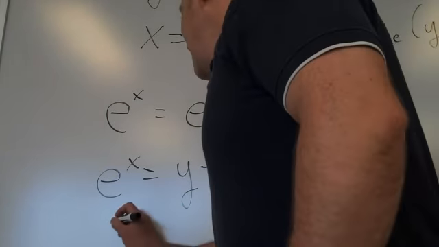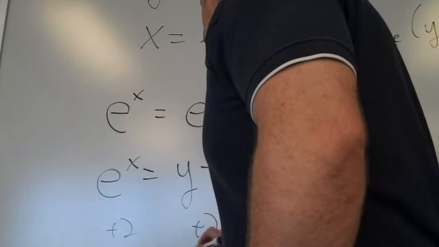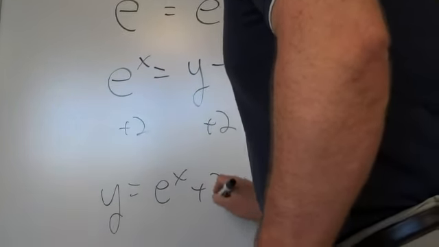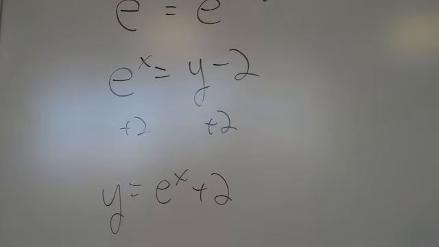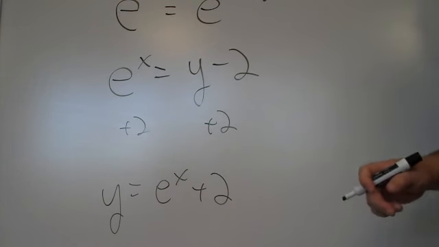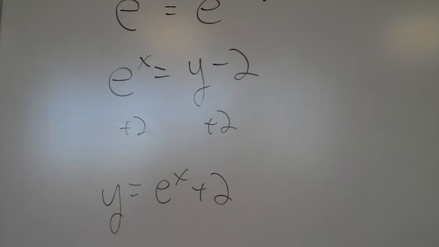Okay. Now I add 2 to both sides, rearrange the order a little bit, and y is e to the x plus 2. That's the final answer of the inverted function. If this is mind-boggling to you, but you were comfortable with everything else about logarithms, there's another step I can take.